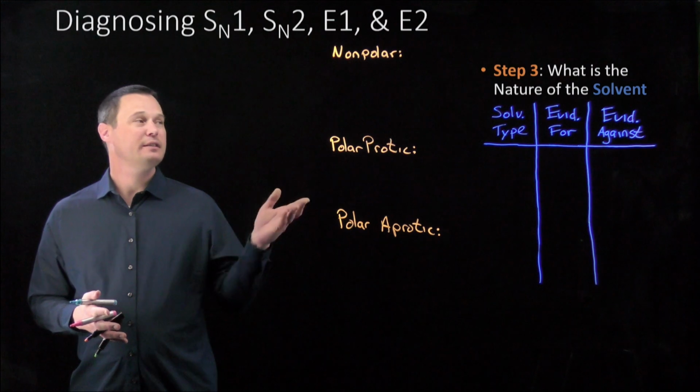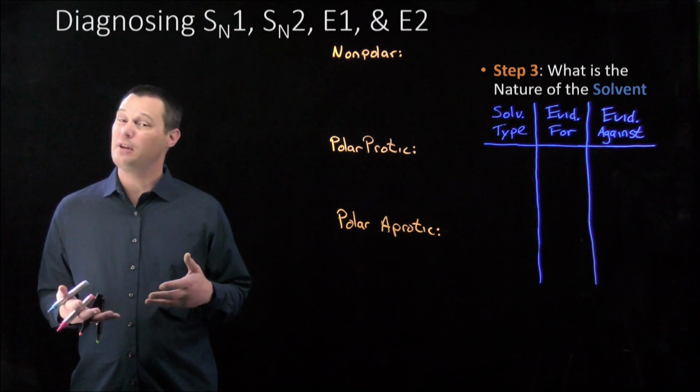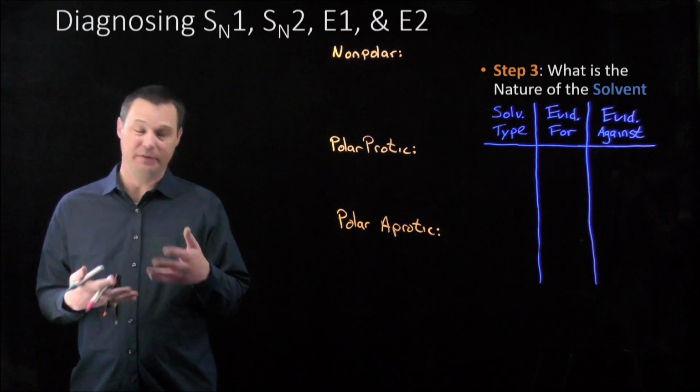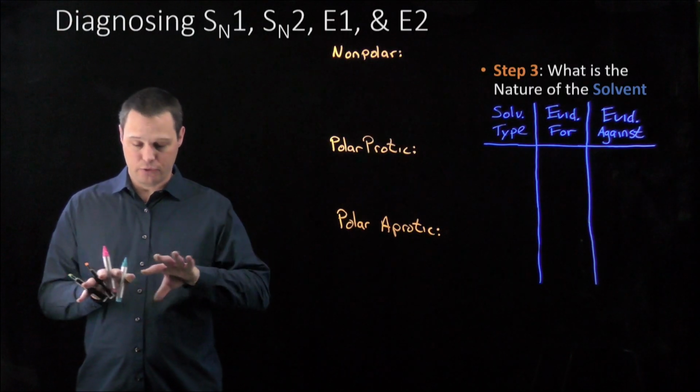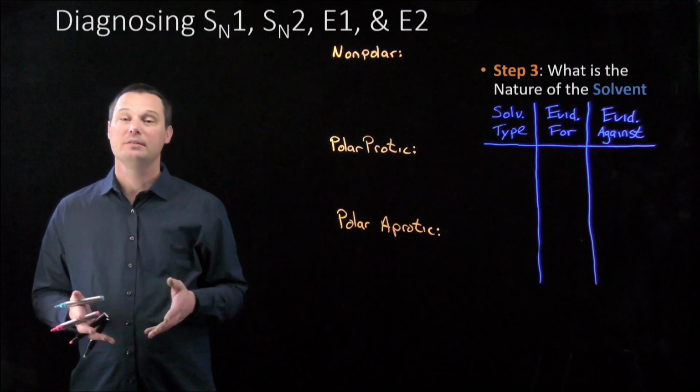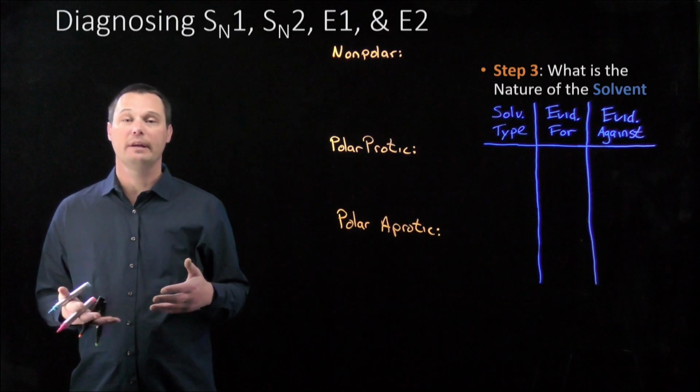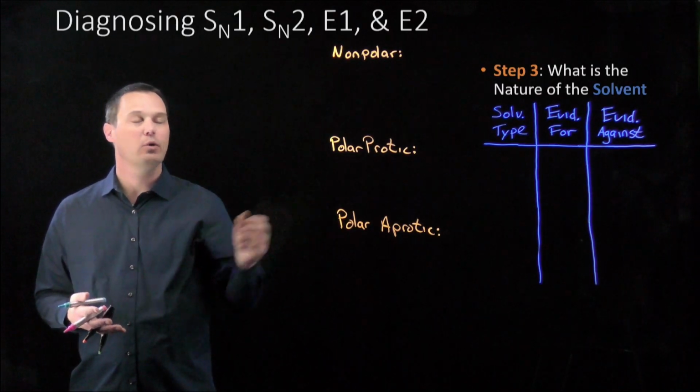The last piece of evidence is the solvent. You might not consider the solvent very important. It's just the stuff that dissolves everything. But the solvent we choose can interact with the nucleophile and can drastically change the course of the reaction. Solvents are generally classified into one of three categories: nonpolar, polar protic, or polar aprotic.